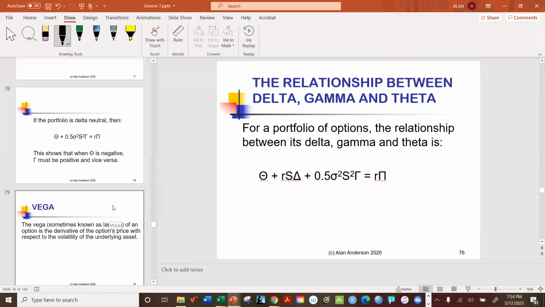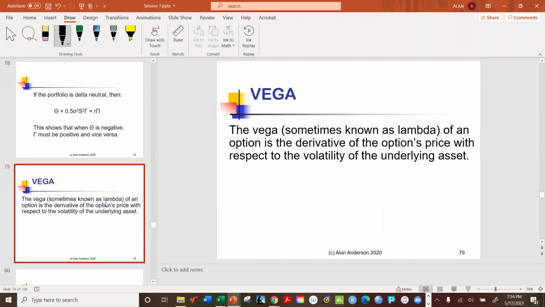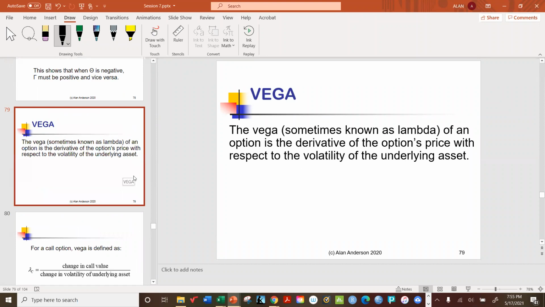All right, so the next Greek is the one that's not really a Greek letter, the one where somebody screwed up. But I think the motivation was they wanted a word that starts with a V to remind us that this is all about volatility. So the vega or lambda is the derivative of the option's price with respect to the volatility of the underlying asset.